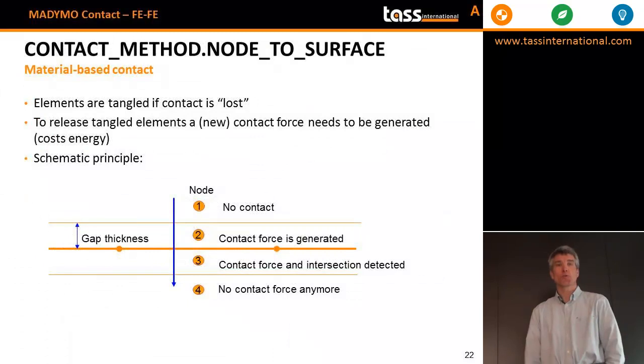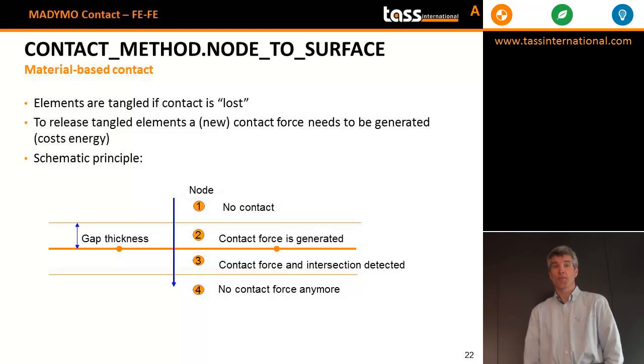Let's focus on the node to surface. How is this material-based contact algorithm working? Well, in principle, if the elements get tangled, the contact is lost. What does this mean? Suppose you're in situation 1 and there is no contact. In situation 2, it's entering the gap and then a contact force is generated. This contact force is increasing to the third position.